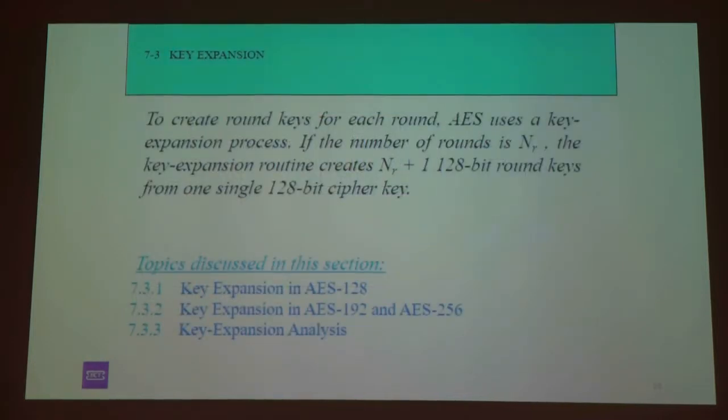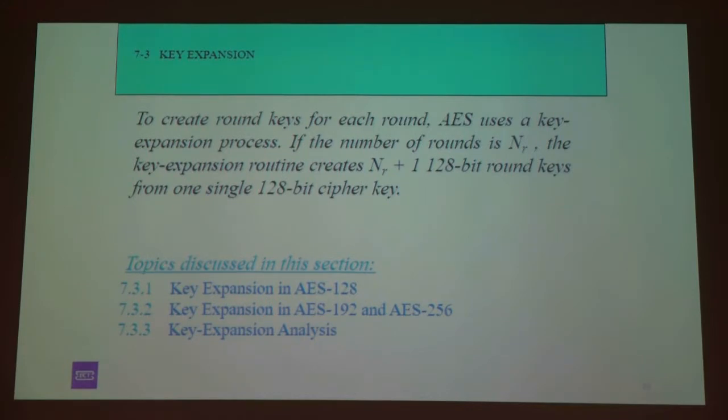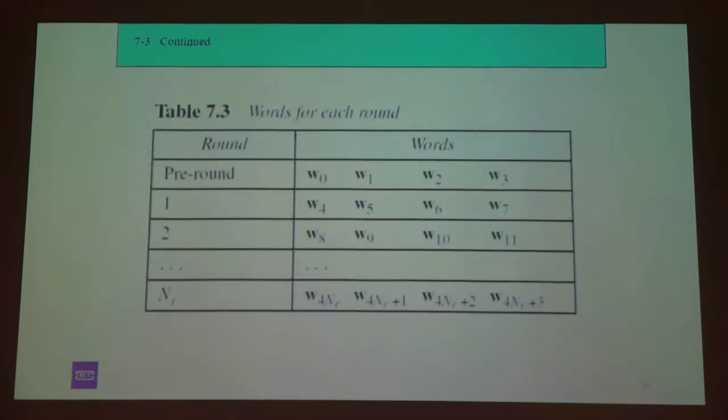So that's what they call key expansion. We start with a 128-bit key, and we're gonna have how many keys? 10 plus 1. All right, thank you. To create round keys for each round, AES uses a key expansion process. If the number of rounds is N, then the key expansion will give you N plus 1, as simple as that.